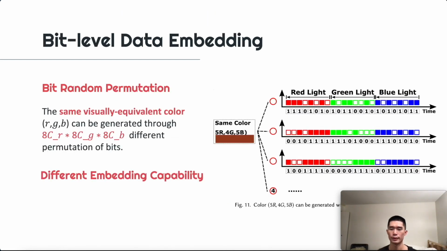The basic design of our system is such that for the same color, we have different possible bit sequences that all represent the same color, because the human eye doesn't really care about the exact sequence of your bit sequence. It only cares about how many turn-on bits there are. So a very natural observation is that different colors have different capabilities of data embedding. And apparently the color 4G, 4R, 4B is the most powerful in terms of carrying and embedding signal.